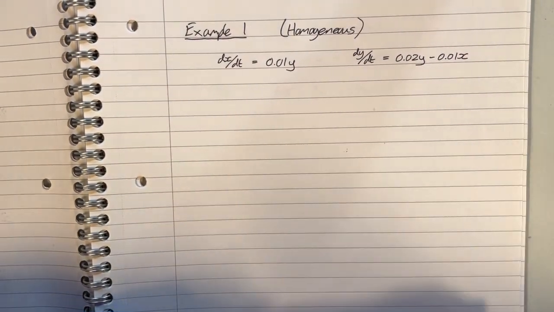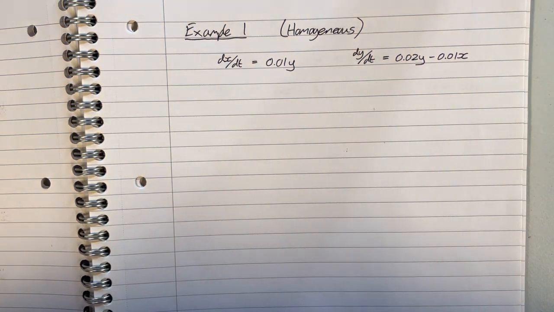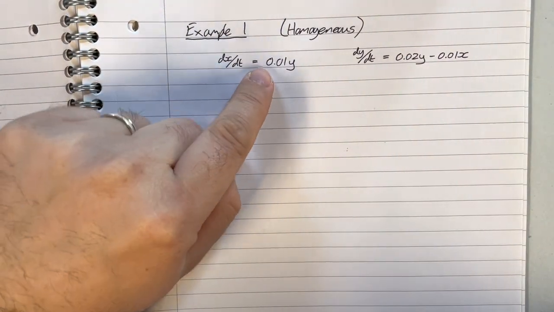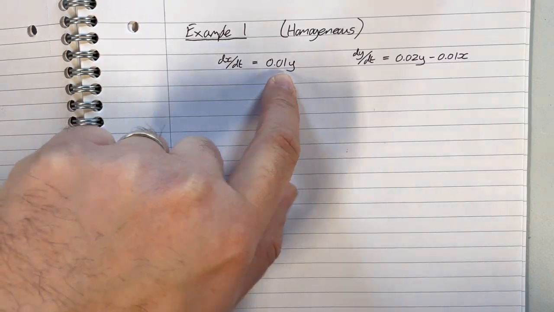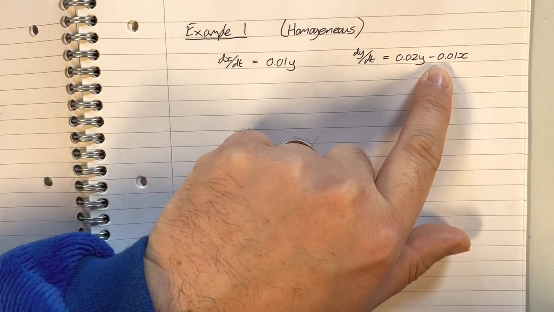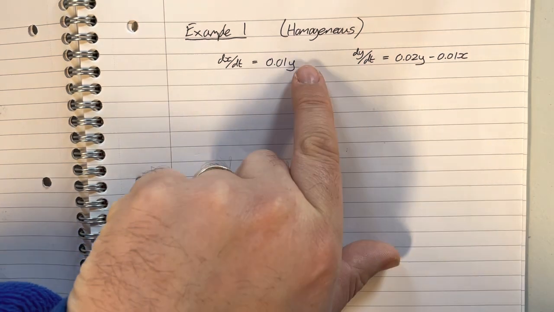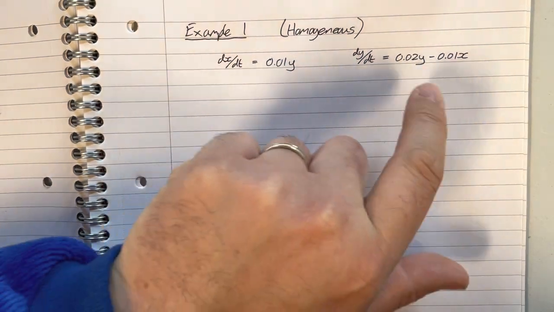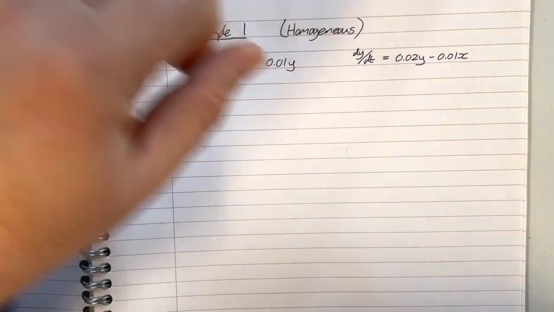We've got dx/dt equal to 0.01y, and dy/dt equal to 0.02y minus 0.01x. So if you relate that back to the previous general case, a is 0 because there's no x here, b is 0.01, c is minus 0.01 because it's the coefficient of x, and d is 0.02. f of t is 0, there's no function of t here, and g of t is 0, there's no function of t here. That's what makes this system homogeneous.